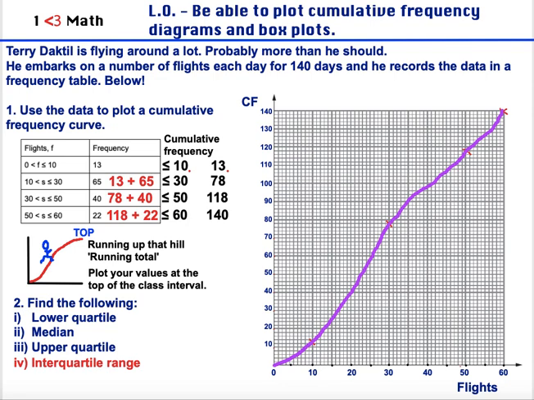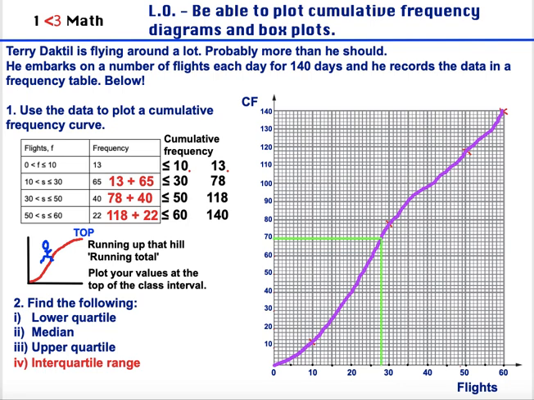Now we can move on to question 2. That's a beautiful cumulative frequency curve. We now need to find the lower quartile, the median, the upper quartile, and the interquartile range. Now, because we've got a cumulative frequency of 140, we go in at 70 for the median, because that's half of 140.